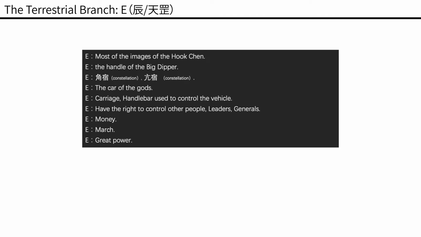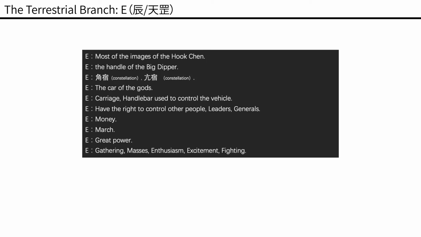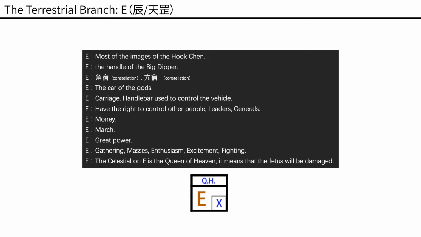The lunar month represented by E is March, which is the period when all things grow. So E represents great power, and E represents gathering, masses, enthusiasm, excitement, and fighting. If divination is related to pregnancy, if the celestial on E is the Queen of Heaven, and E appears in the 4 lessons or the 3 transmissions, it means that the fetus will be damaged.